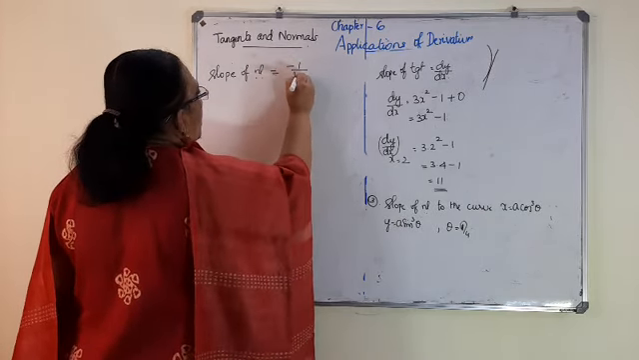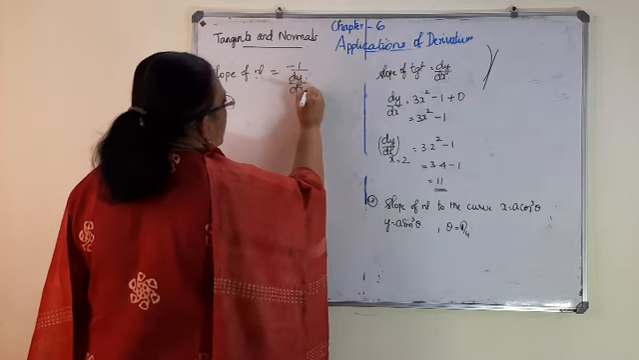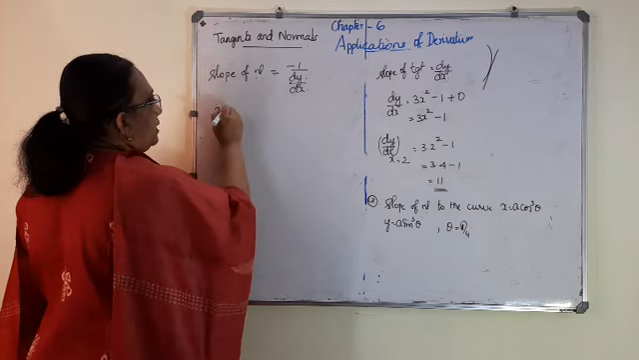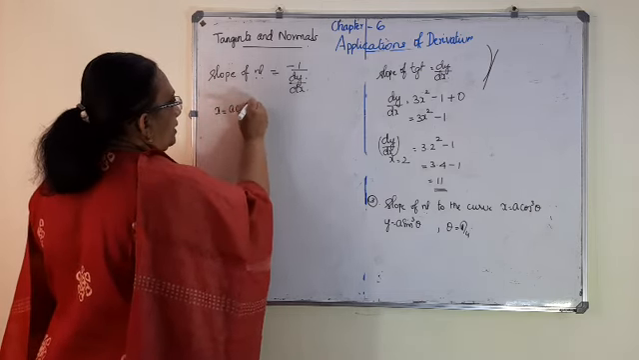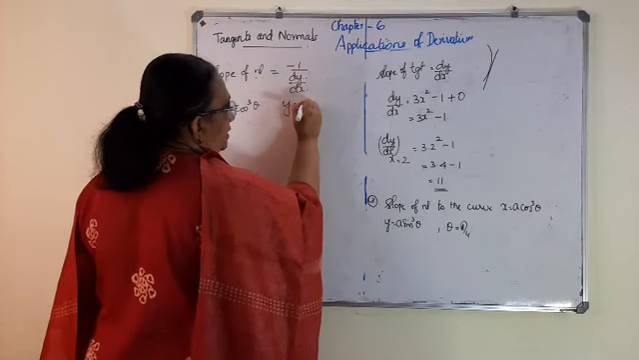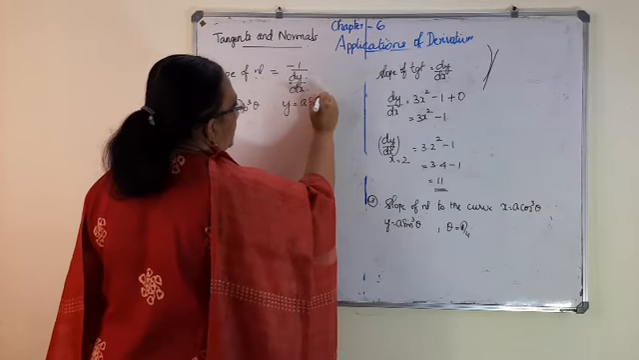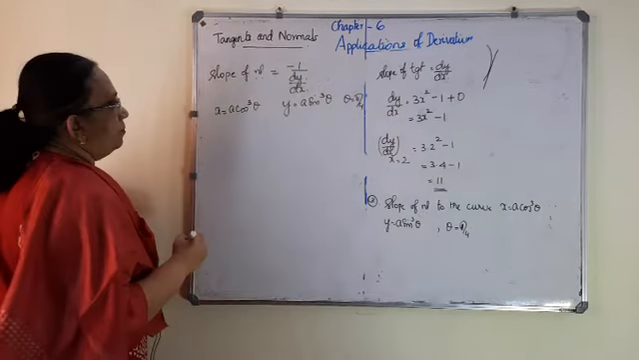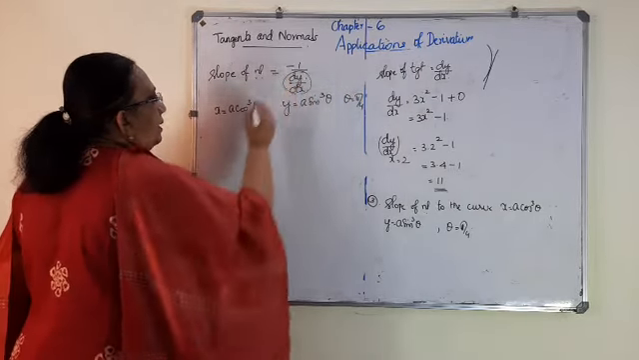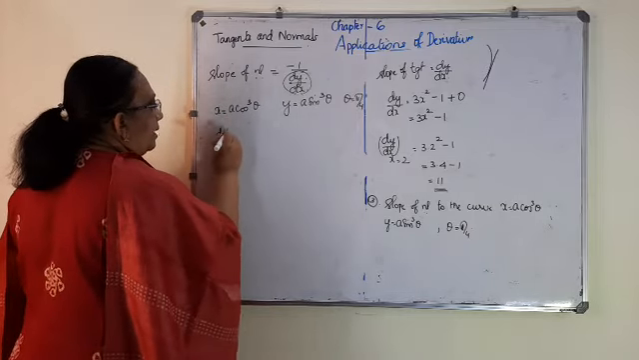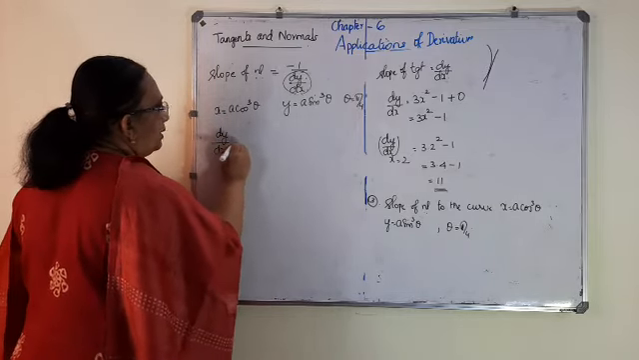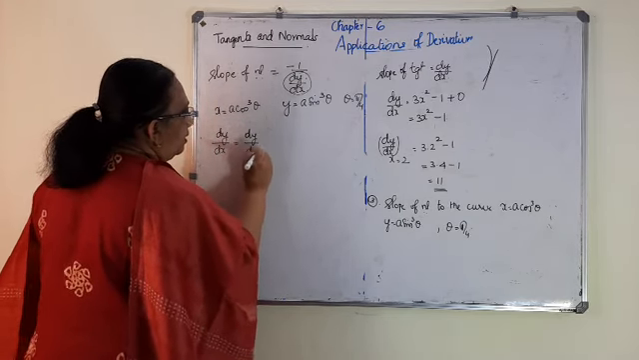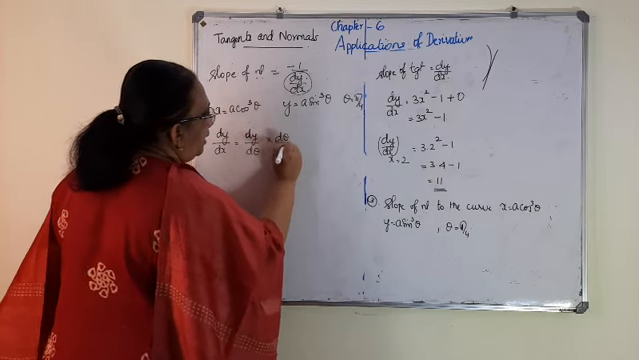Slope of normal is minus 1 by dy by dx. But here x is a function of theta. X is equal to a cos cubed theta. Y is a function of theta, a sin cubed theta. And theta is equal to pi by 4. So you have to get dy by dx. How to get dy by dx? Dy by dx is equal to, it is a parametric form, dy by d theta into d theta by dx.